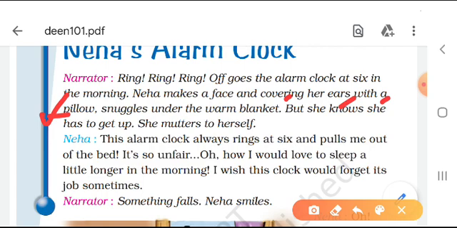Now the next line: snuggles under the warm blanket. Snuggle means to hide herself, to get inside something. So under the warm blanket, Neha snuggles herself, hides herself.